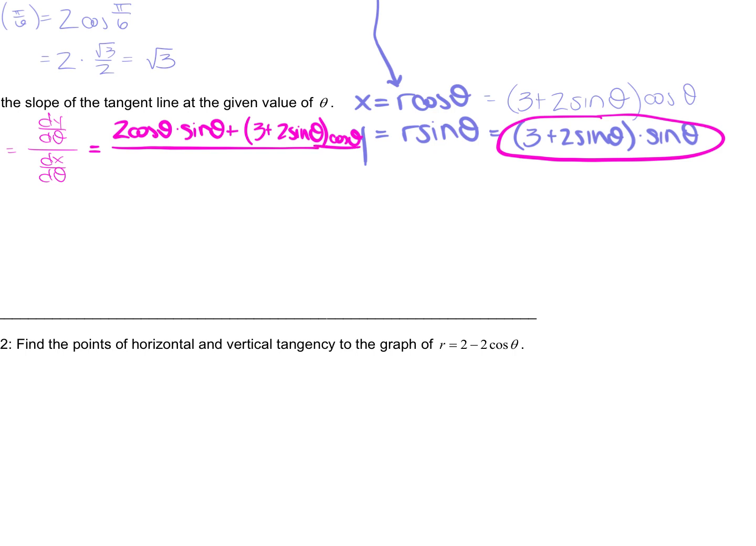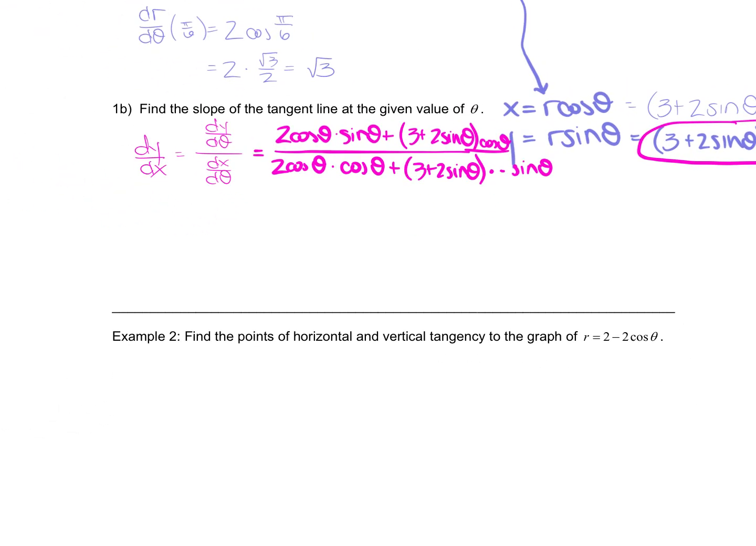Now I do the same thing but on the bottom with the x. Derivative of 3 plus 2 sine theta, we already said, is 2 cosine theta, times the second, which is cosine theta, plus the first, 3 plus 2 sine theta, times the derivative of the second. What is the derivative of cosine theta? Negative sine theta. All right. Pause there for a moment.